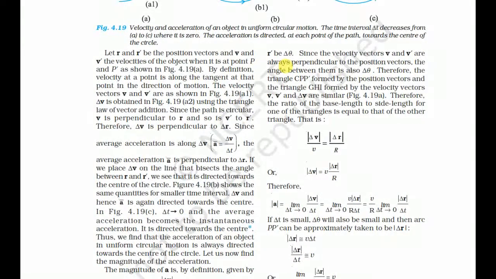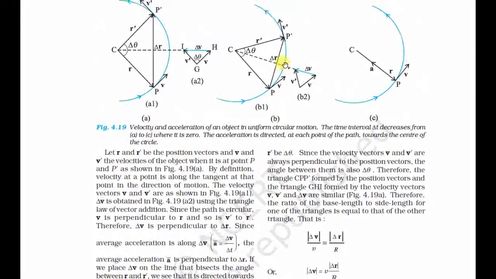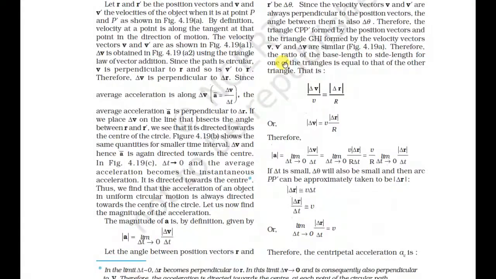In figure 4.19 c, it is towards the center. So as delta t tends to 0, the average acceleration becomes the instantaneous acceleration, and it is directed toward the center. Thus we find that the acceleration of an object in uniform circular motion is always directed toward the center of the circle. Let us now find the magnitude of the acceleration.